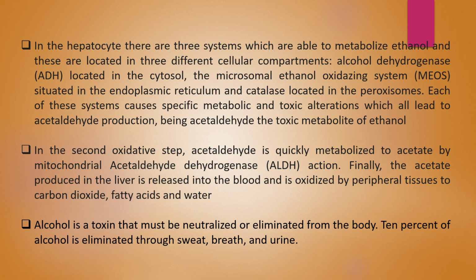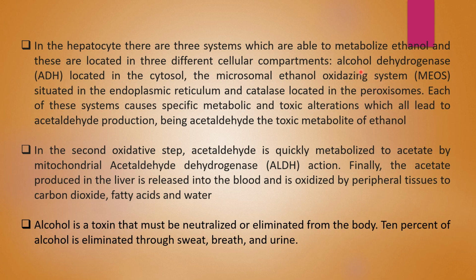So, after being passively absorbed through the gut, the alcohol reaches the bloodstream and from the blood to the liver. The first pass metabolism of alcohol happens in the liver hepatocytes. In the hepatocytes, there are three systems which are able to metabolize ethanol, and these are located in three different cellular compartments. The first is in the cytosol, where there is the alcohol dehydrogenase enzyme. Second is the microsomal ethanol oxidizing system, situated in the endoplasmic reticulum. And third, in the peroxisome, there is a catalase system.